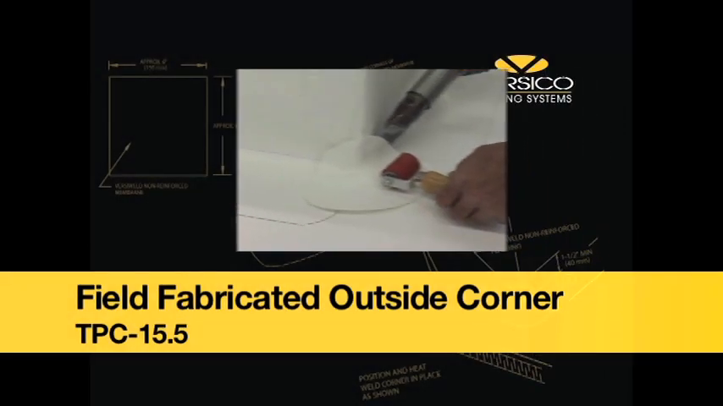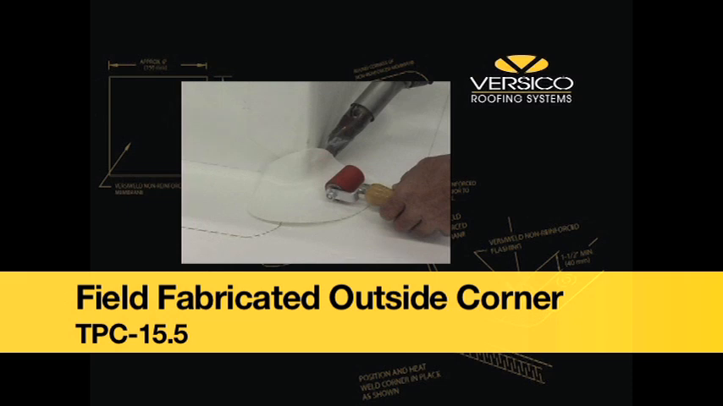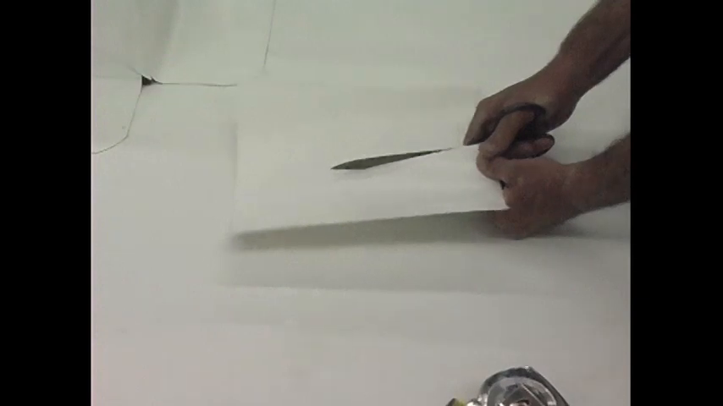Field fabricated outside corner. The VWC 15.4 detail illustrates the installation of an outside corner utilizing one layer of VersiWeld flashing. Step 1. Cut one piece of VersiWeld flashing 6 inches by 6 inches.